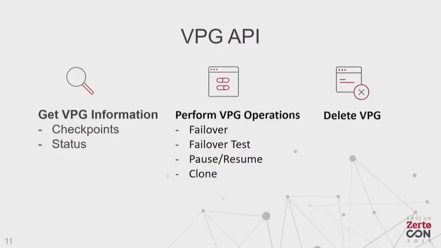Now, besides the VPG management one, which focuses around VPG settings, we also have the VPG API, which focuses on operations. We can do failover operations, failover test operations. We can pause VPGs. We can resume them, start a clone of that, get information on all the checkpoints we have, status information, and also delete a VPG. Be careful with that one.